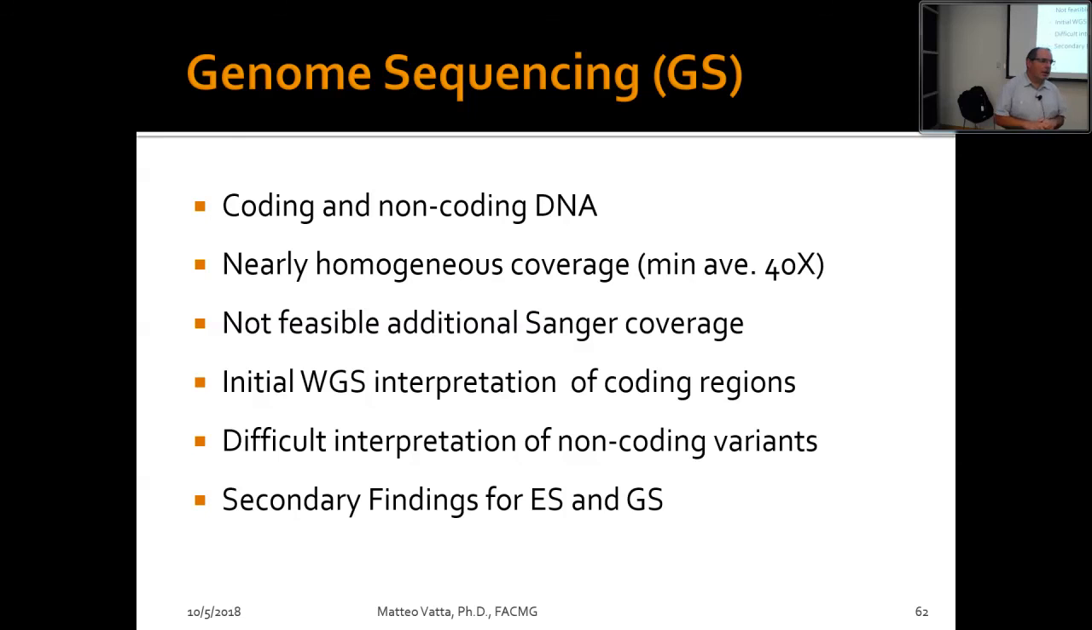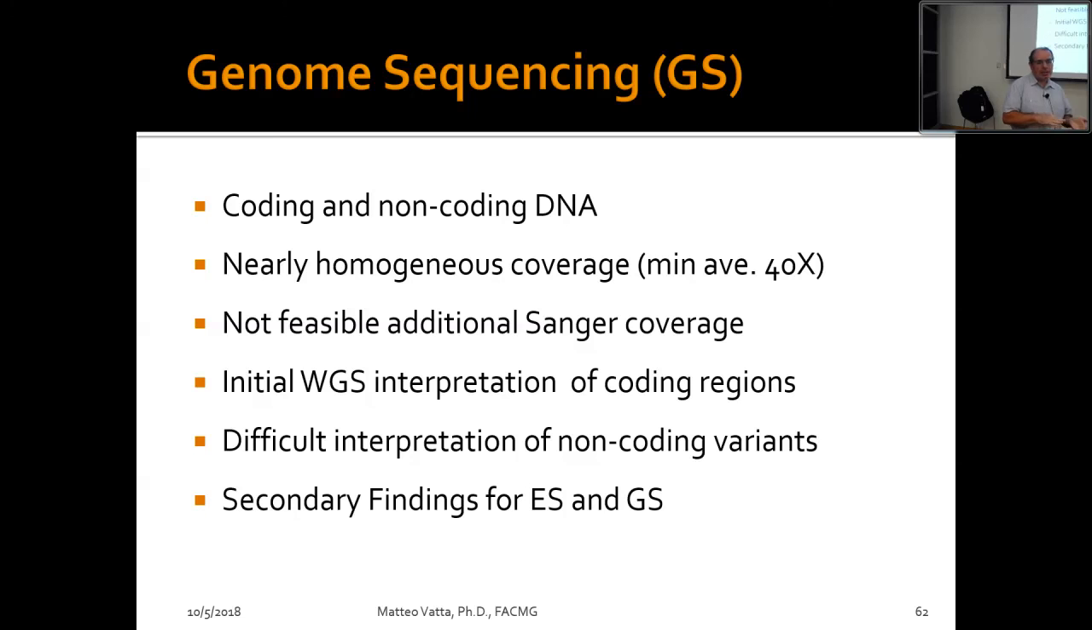But if you are not happy with just going toward the exons, you can order a genome sequencing. This provides nearly totally homogeneous coverage, and the minimum coverage that is clinically acceptable is 40x. Of course, you can do an initial interpretation of some specific genes that could meet the clinical presentation of the patient. But everything else that is deep intronic is of difficult interpretation and cannot be interpreted.